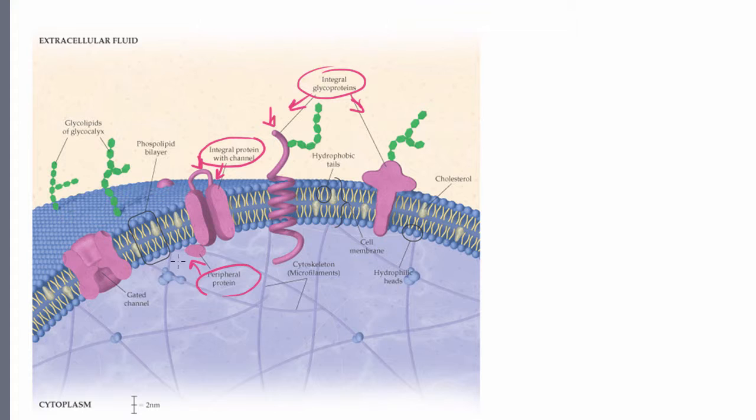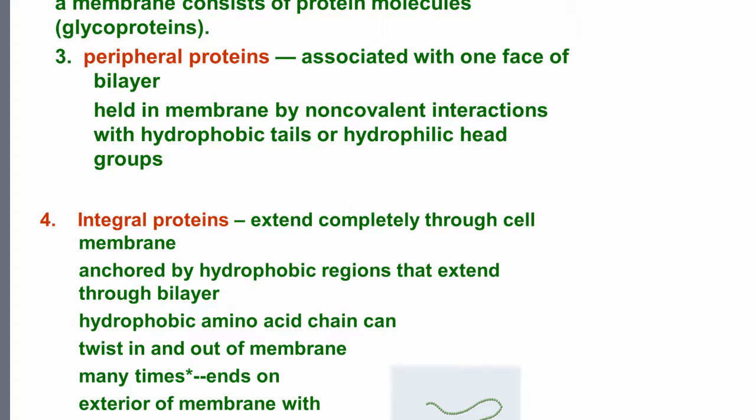Some are only on one face of the membrane. Some form channels to allow molecules in and out of the cell, and so on. Do note that cholesterol, okay, we see representations of the cholesterol, and again, because of that very rigid ring structure, this maintains the structural integrity of the cell membrane.